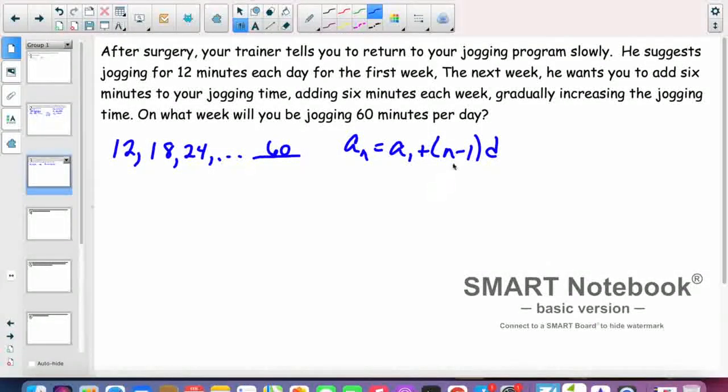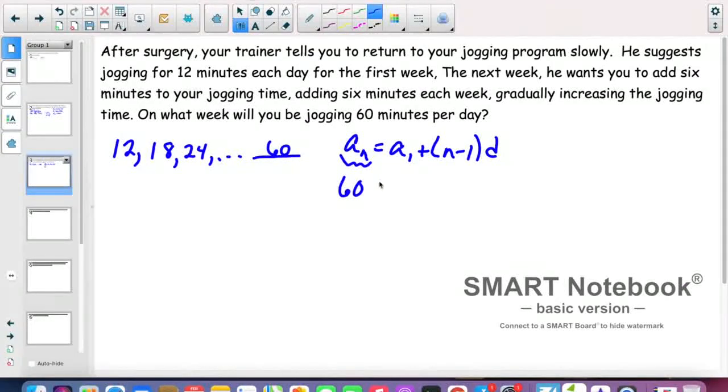In this one, we don't know what n is. We're looking for the term number because we're looking for how many weeks it takes to get up to 60 minutes per day. We know that a sub n can be one of two things. It can be the nth term, or it could be the last term in the sequence that we're talking about, and that's what it is in this case.